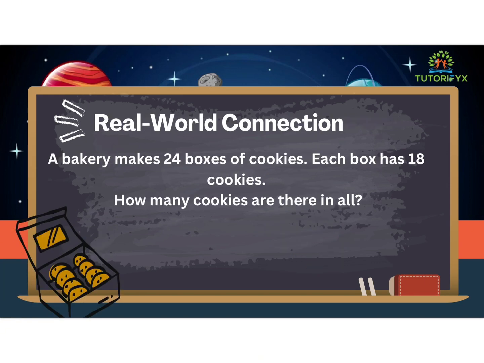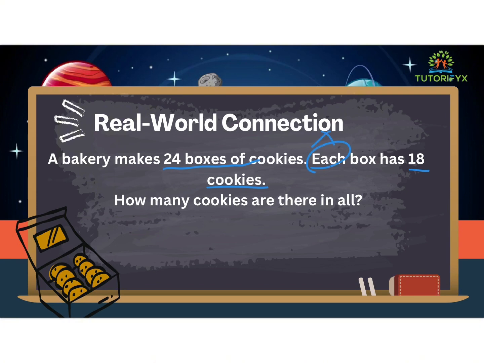We're going to finish off with a real-world problem. Let's take a look. So it says a bakery makes 24 boxes of cookies. Each box has 18 cookies. How many cookies are there in all? Well, there's a keyword that tells me exactly what operation to do. What keyword do you think that is? Good, the keyword each. Each always tells me to multiply.